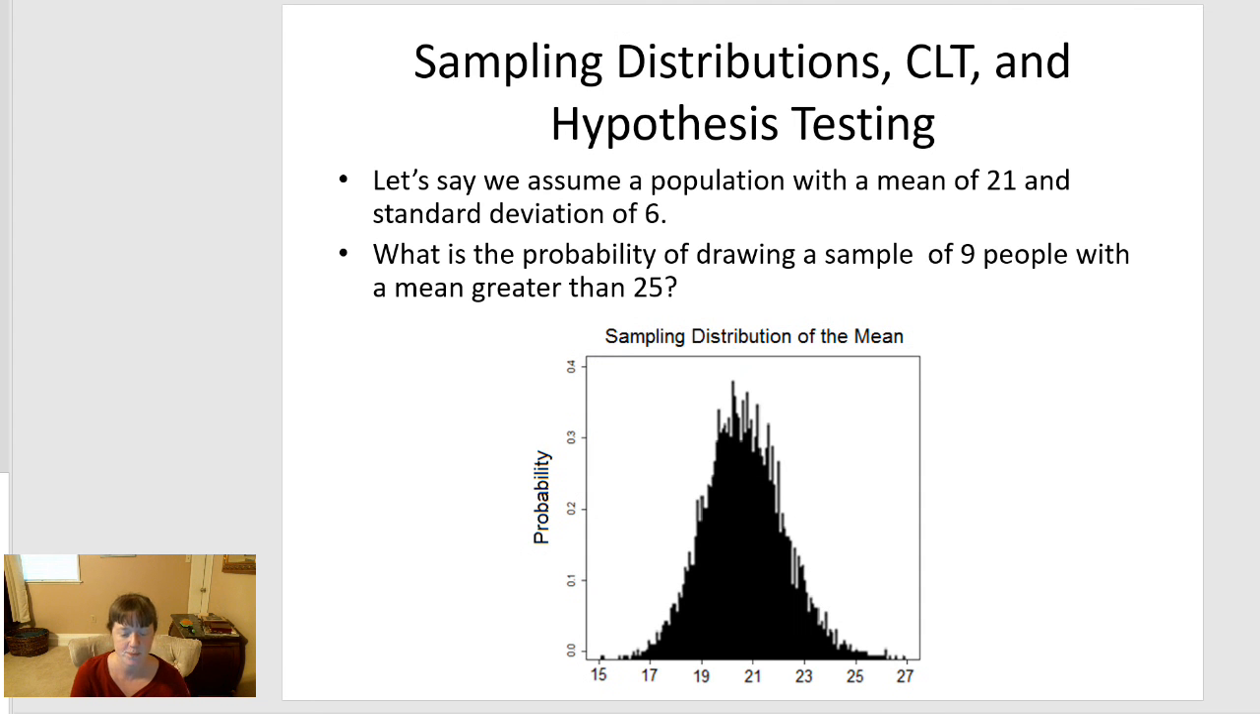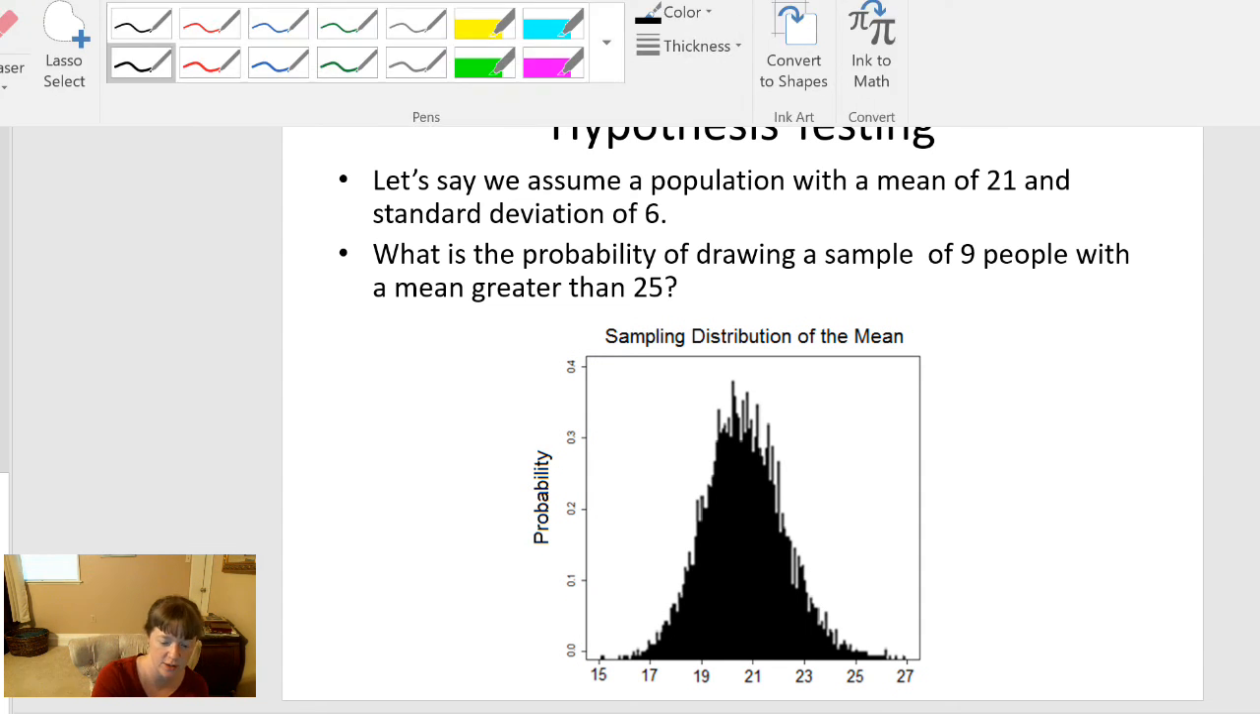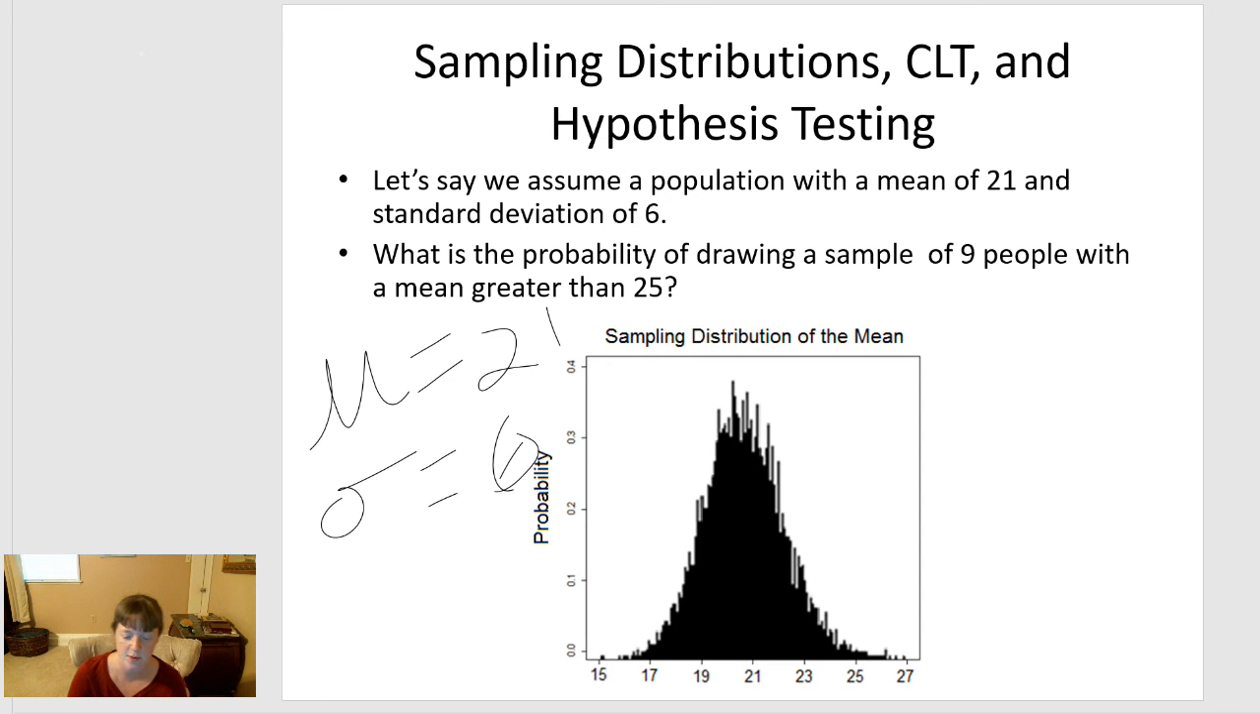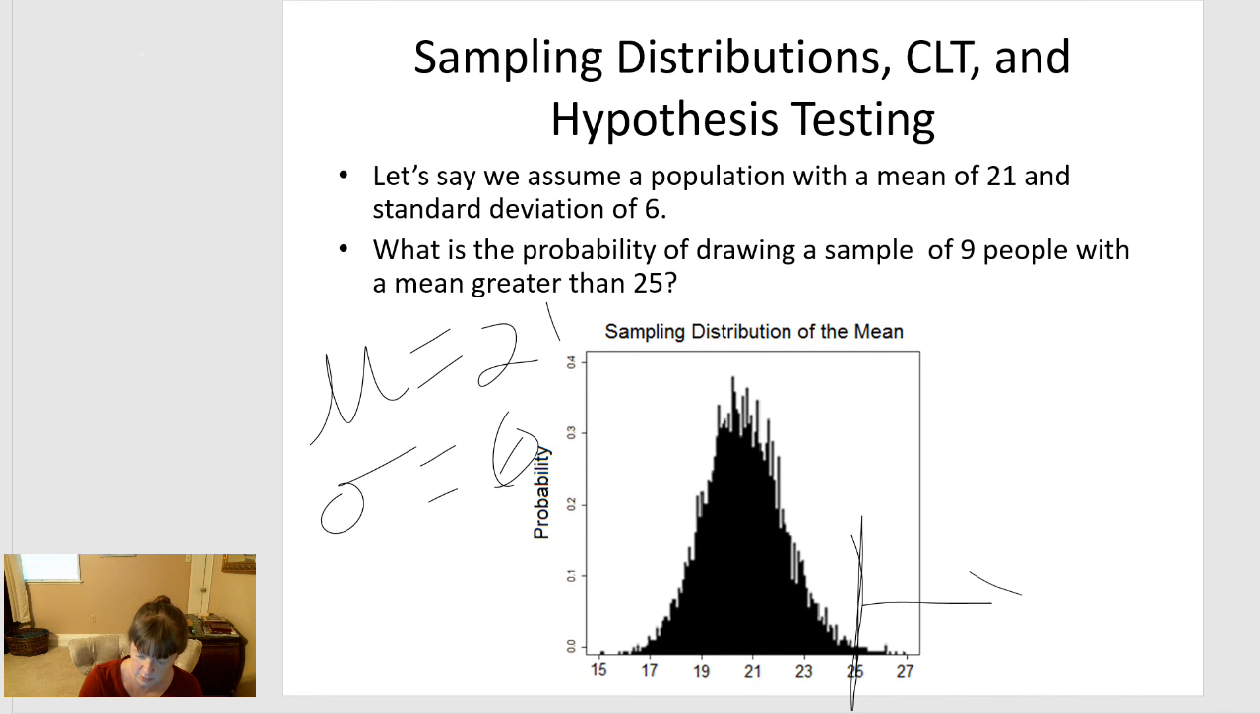One more example. Let's use that same population where I have an average of 21 and a standard deviation of 6, right? That's my parent population. I want to know what's the probability of grabbing a sample of 9 people with an average just higher than 25. I want to know about those people, right?